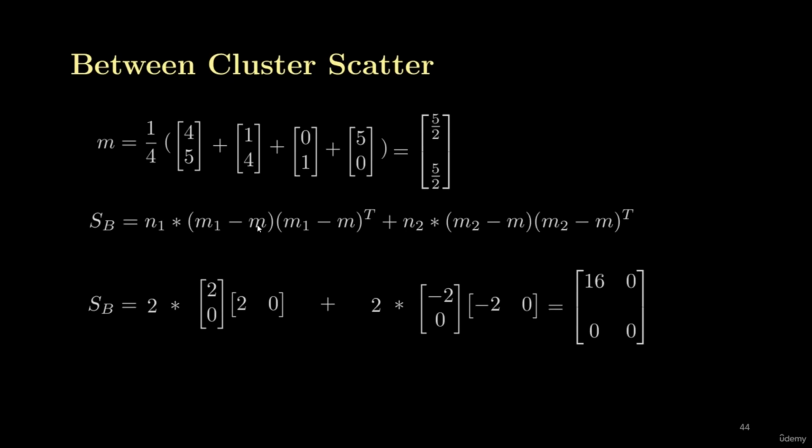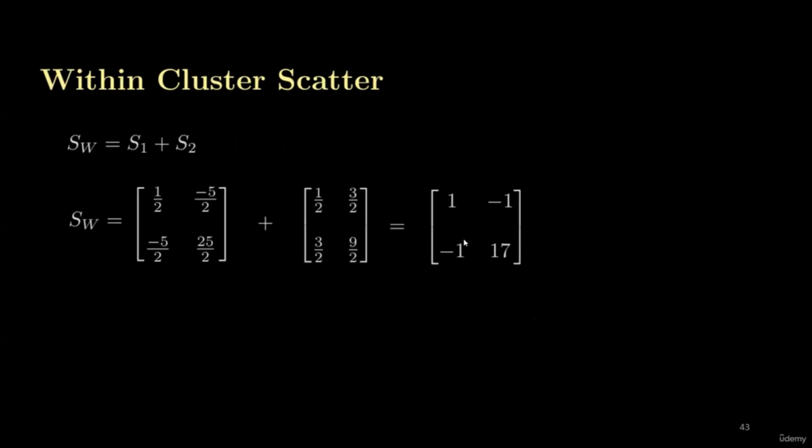You know how to subtract 2 by 2 matrices, or matrices having 2 dimensions. This is very easy to do. Now solve these terms and add them. You will get the between cluster matrix. Now this is the between cluster matrix, and this is the within cluster matrix.